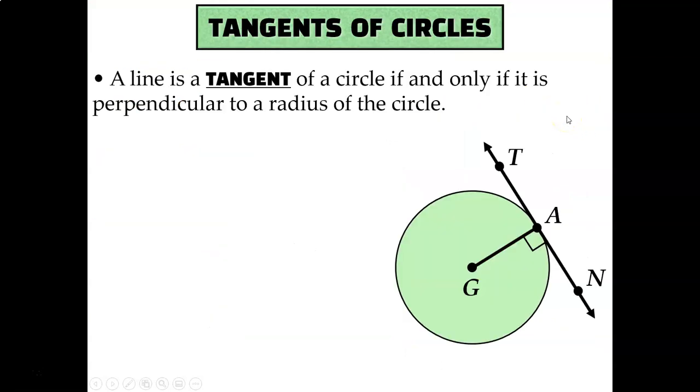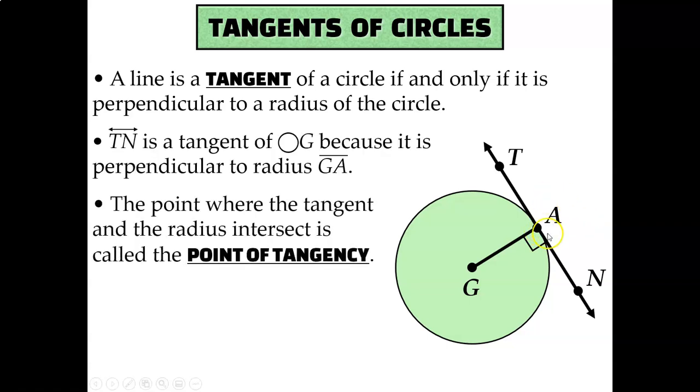Well, let's talk a little bit more about tangents. The only way for a line to be a tangent of a circle is for the radius that hits that point to be perpendicular to the tangent line. So in this diagram, we see that line TN and segment GA are perpendicular to each other. That guarantees that the only point where line TN hits this circle is at point A. That point where it hits is called the point of tangency. So A is the point of tangency. It's the only point where line TN intersects circle G.